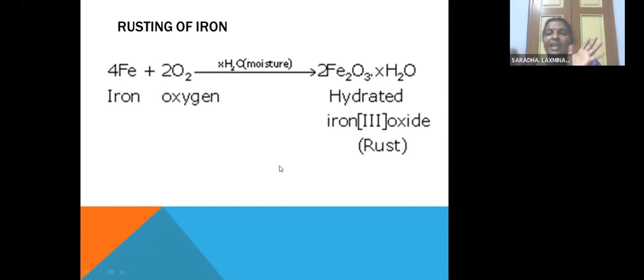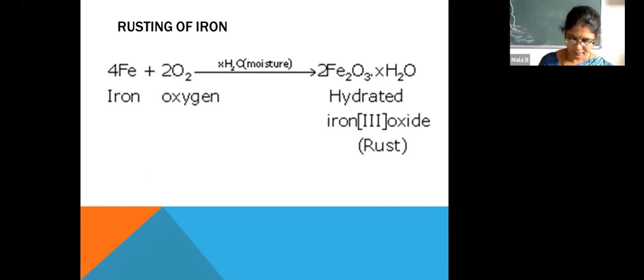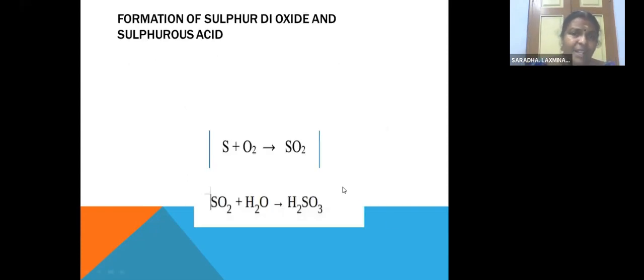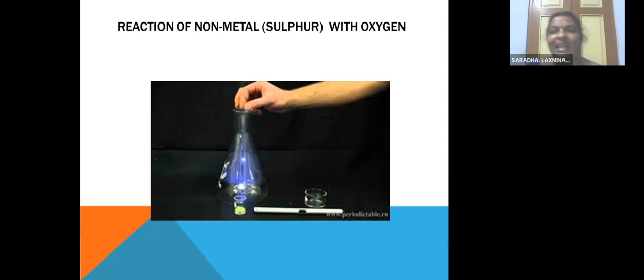So in all these cases, we are seeing how the metal reacts with oxygen. Generally, rusting and the green coating on copper, these two are general applications. But the specific thing is the reaction of magnesium with oxygen. Yes, the next one: reaction of non-metals with oxygen. For this, to show how a non-metal reacts with oxygen, we are taking the non-metal sulfur as the example.